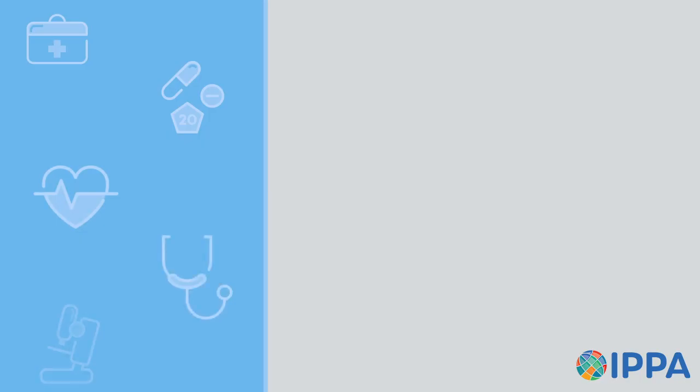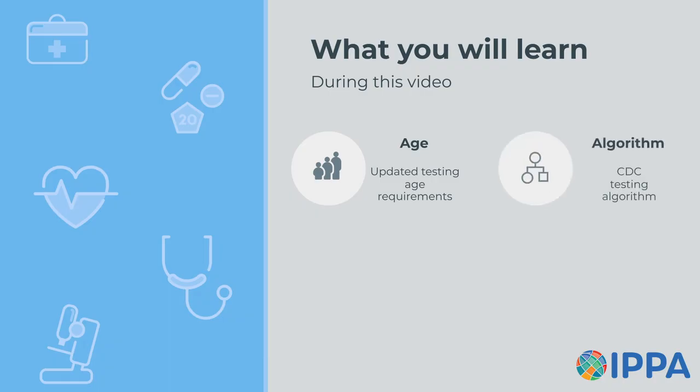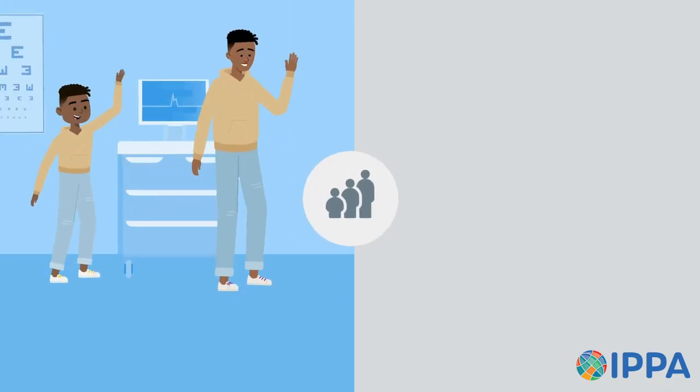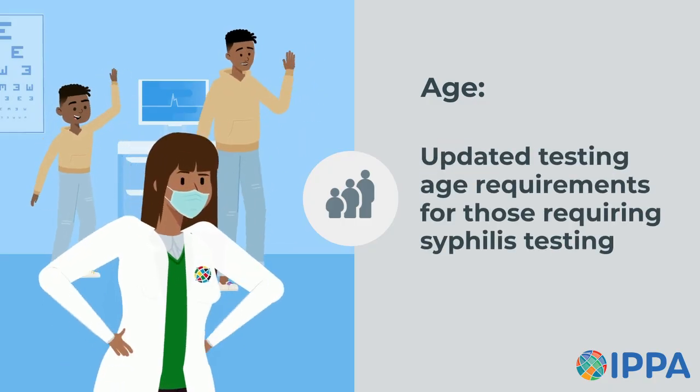After watching this video, viewers should be more familiar with: 1. Updated testing age requirements for those requiring syphilis testing. 2. CDC required testing algorithm. 3. Treatment, follow-up, and classification. 4. Turnaround times. Let's begin with the first learning objective: updated testing age requirements for those requiring syphilis testing.